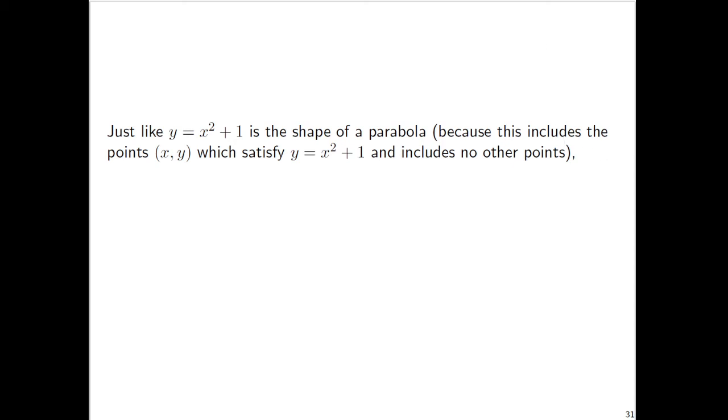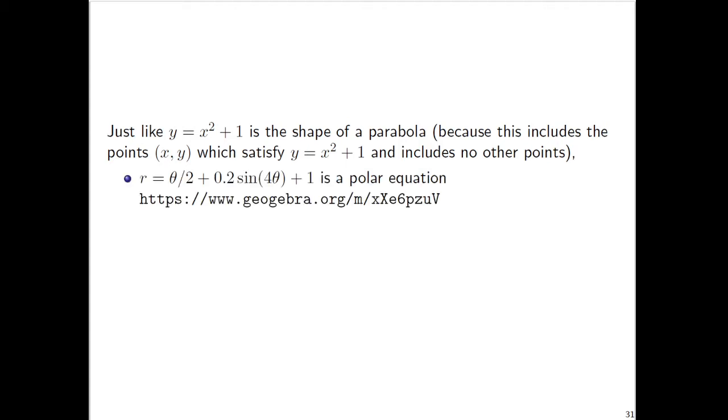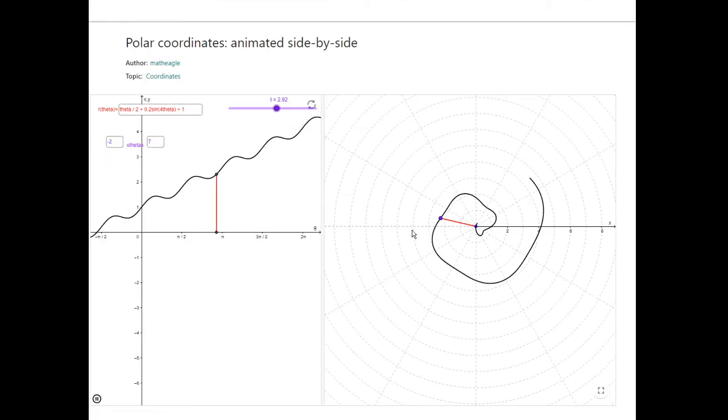So just like y equals x squared plus 1 creates the shape of a parabola using rectangular coordinates, there are polar equations which use the polar coordinates r and theta instead of rectangular coordinates x and y. For instance, this one looks a little wacky: r equals theta over 2 plus 0.2 sine of 4 theta plus 1. It's a polar equation. I don't expect you to know what this looks like. I would not have known what this looks like without using a tool like this.